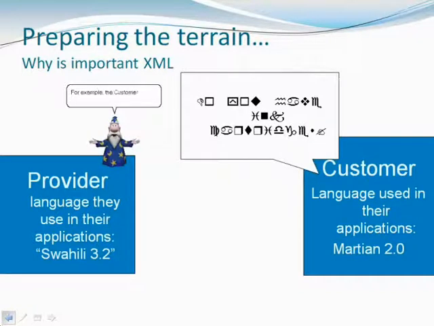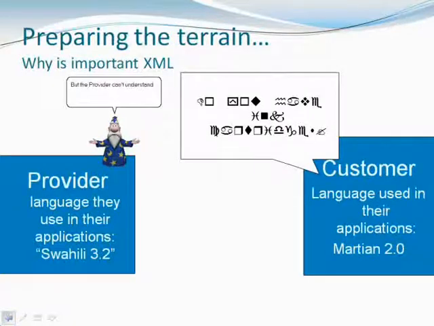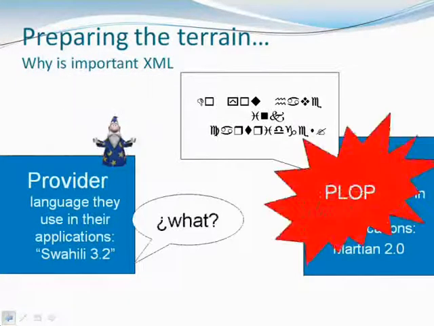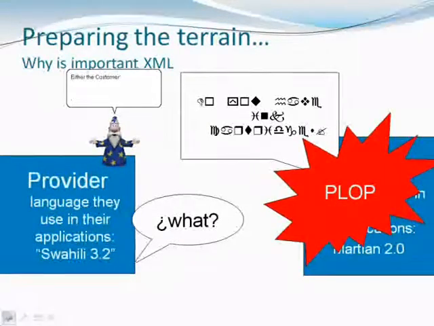For example, the customer would like to buy some ink, but the provider can't understand what they are requesting because it's in Martian 2.0. One possible solution to this problem could be that either the customer or the provider could change their system to match the other, but that could be expensive.